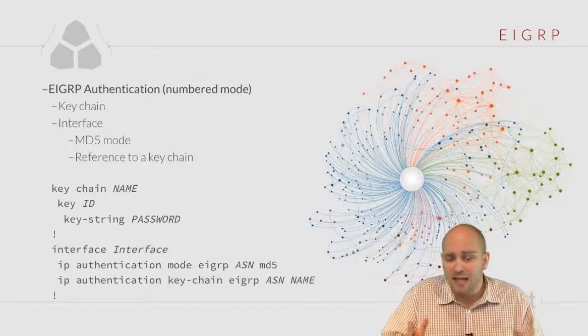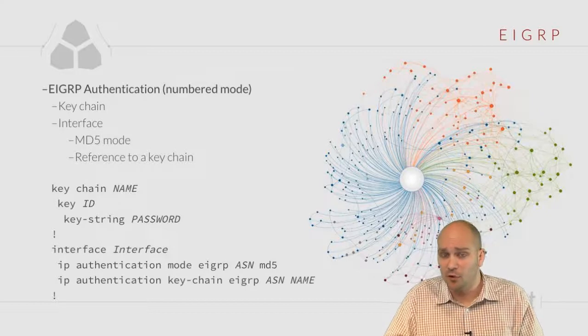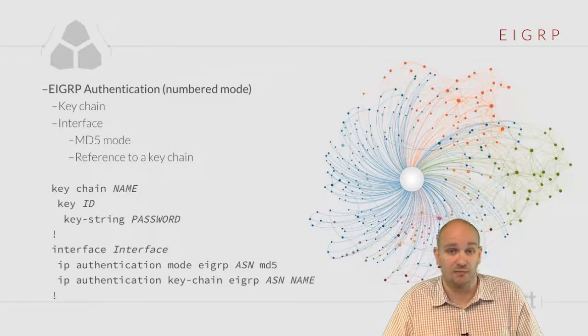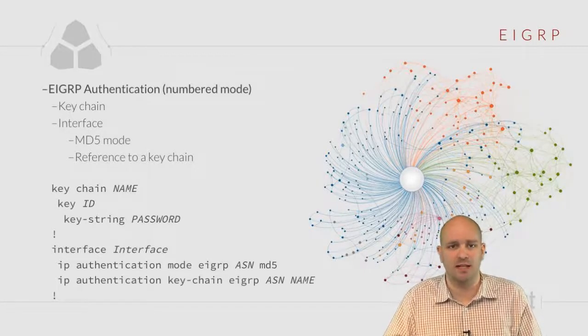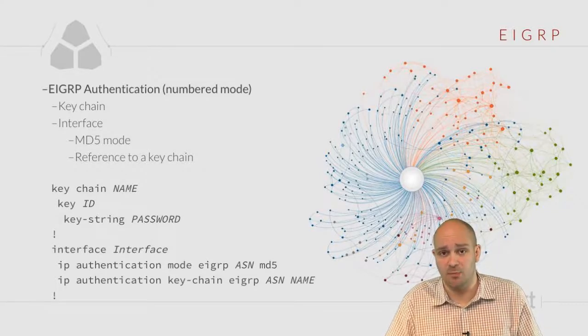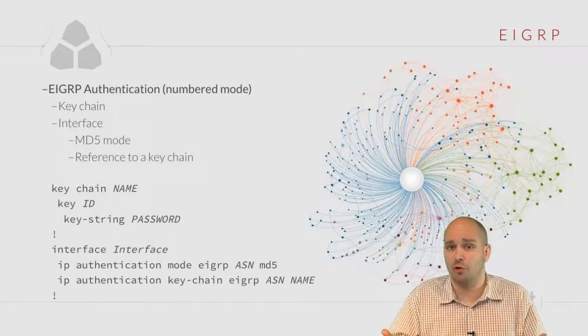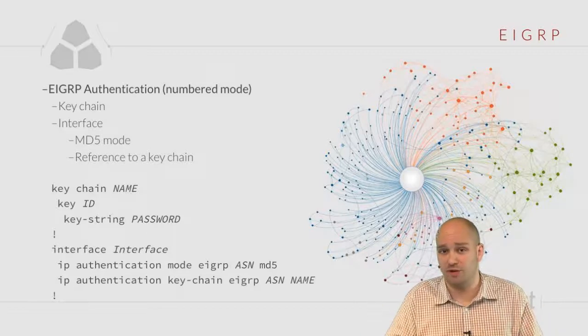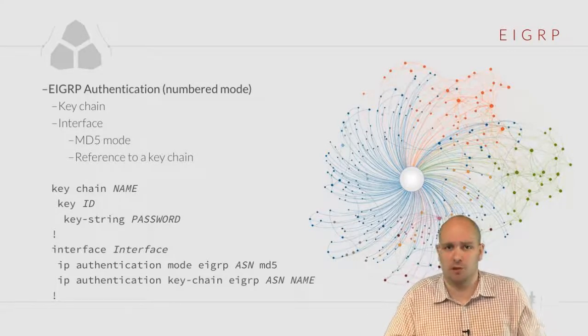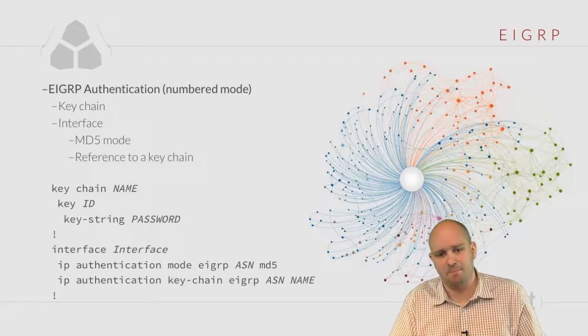right here behind me. In the case of a numbered mode, you have to go under the interface and specify that for that particular EIGRP process, that particular EIGRP AS number, you are going to be using the MD5 authentication mode. It is the only available authentication mode for EIGRP, so I don't know why Cisco insists on specifying the mode MD5, but it's there for future compatibility. Say that newer versions of iOS introduce some different authentication mechanisms, like for example SHA-1 or something along those lines.